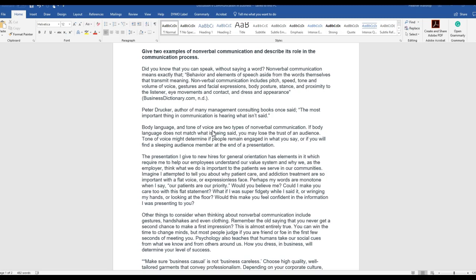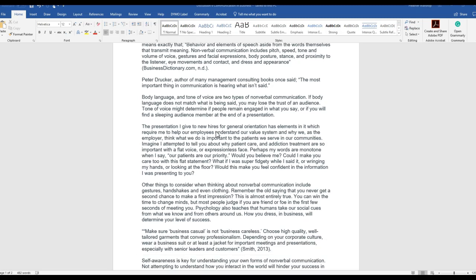Peter Drucker, author of many management consulting books, once said, "The most important thing in communication is hearing what isn't said." Body language and tone of voice are two types of nonverbal communication. If your body language doesn't match what's being said, you might lose the trust of an audience. Tone of voice might determine if people remain engaged in what you say, or if you will find a sleeping audience member at the end of a presentation.